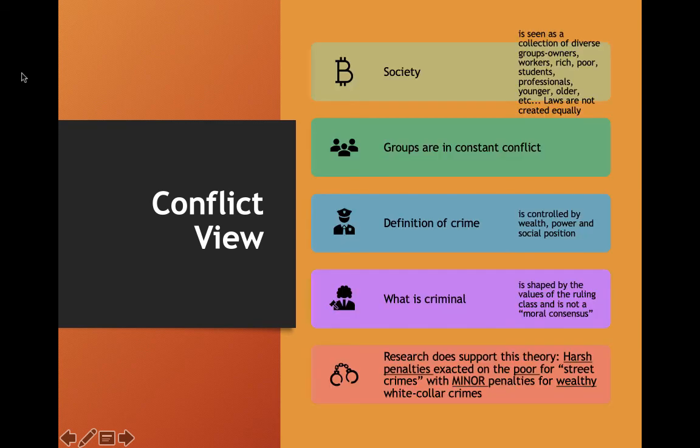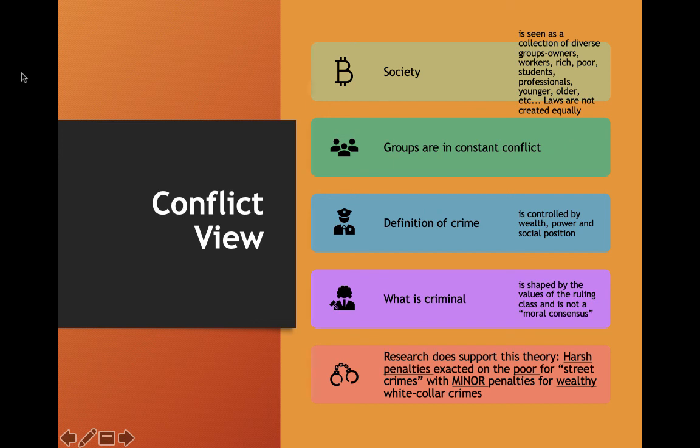So I think you know where we're going with this. Society is seen as a collection of diverse groups of people. You have owners, you have workers, you have the rich, you have the poor, you have students, professionals, younger, older, and the belief is that not all laws are created equally. Groups are always in conflict, and determining whether something is a crime is controlled by the powerful and wealthy and your position in society. Defining what a criminal is is shaped by the values of the ruling class and not more of a consensus like in the consensus view.